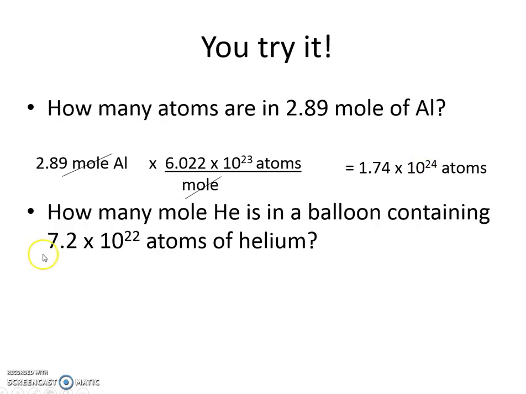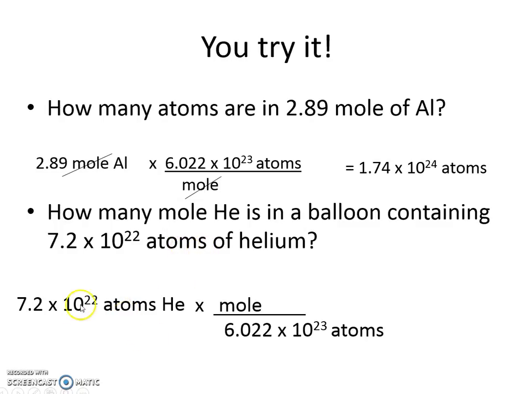To do this problem, we're going to be using this as our starting point, so 7.2 times 10 to the 22nd. We're going from atoms to mole, so atoms needs to be in the denominator and mole in the numerator. This number goes with atoms. We divide the two numbers. Notice atoms are canceling out, and we get 0.12 mole.